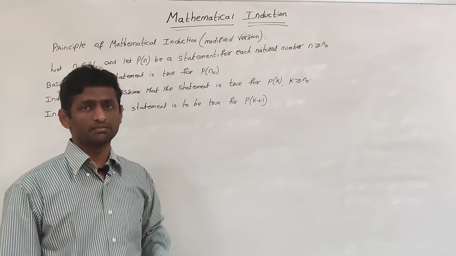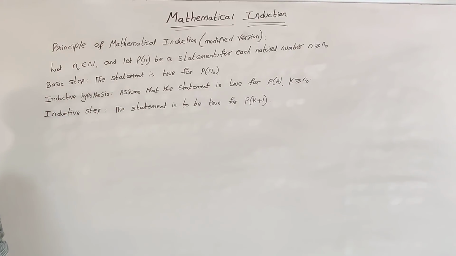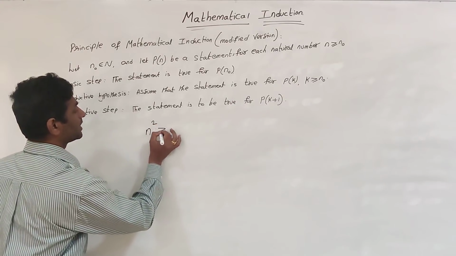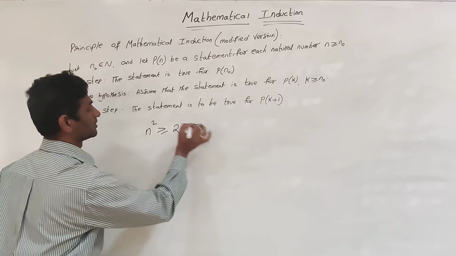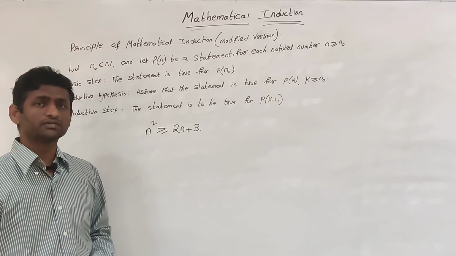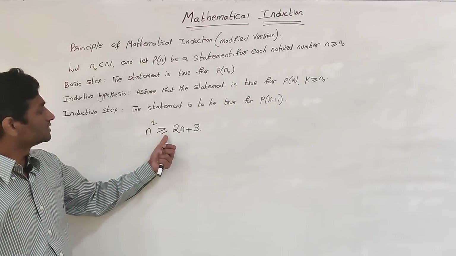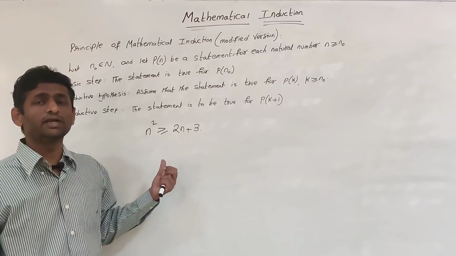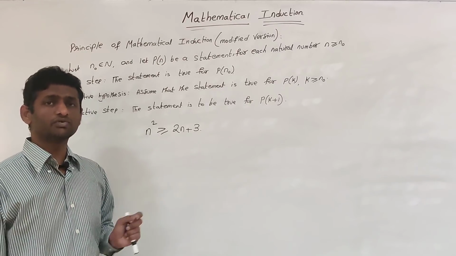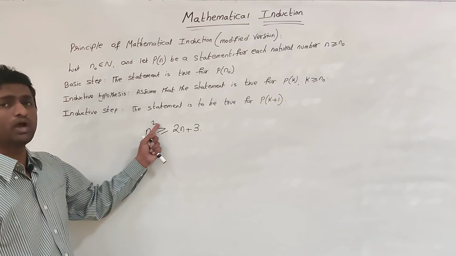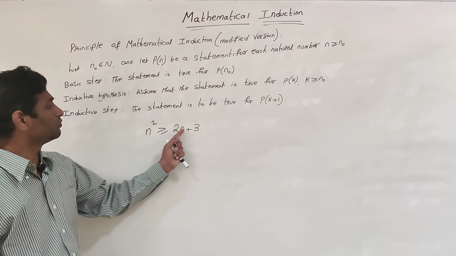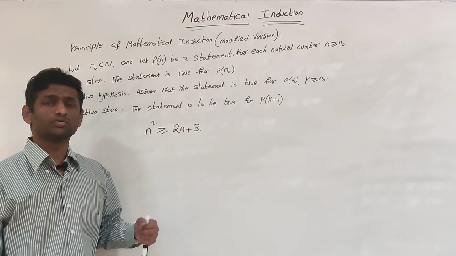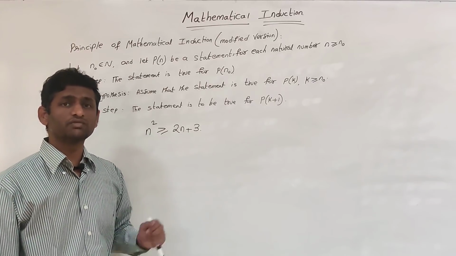Let's see a small example: n square is greater than or equal to 2n plus 3. If I go for n equal to 1, then 1 square is greater than or equal to 5. No, the statement is not satisfied for n equal to 1. Let's see n equal to 2. 2 square is 4, greater than or equal to 2 into 2 plus 3, that is 7. Is 4 greater than or equal to 7? No. The statement is not satisfied for n equal to 2.